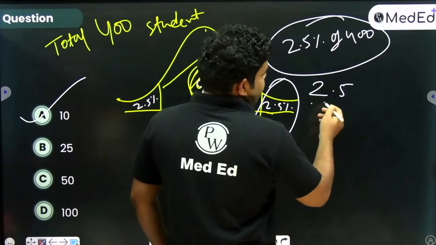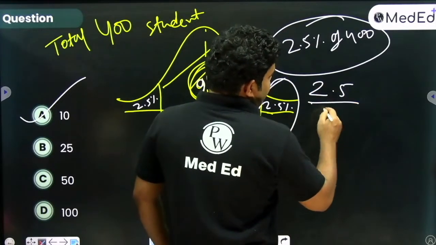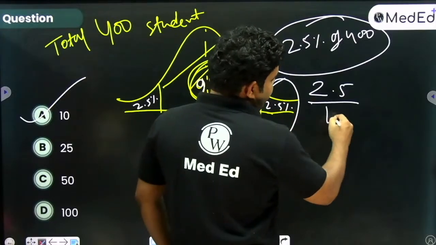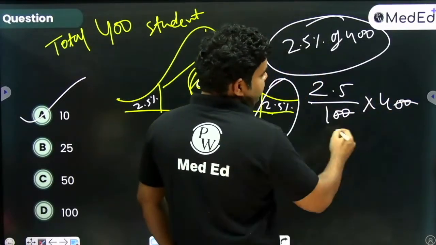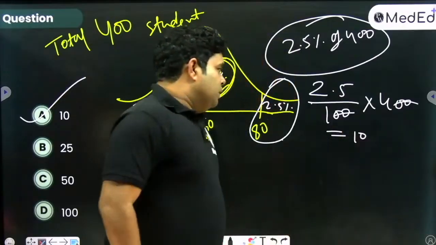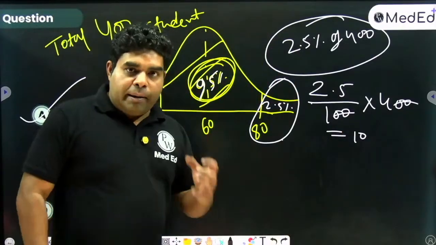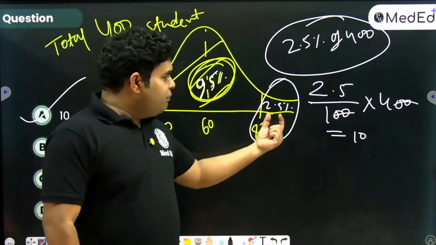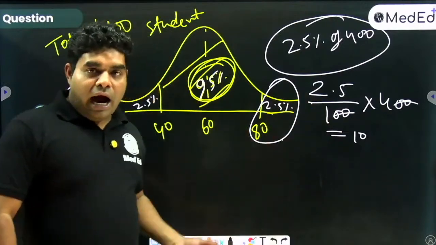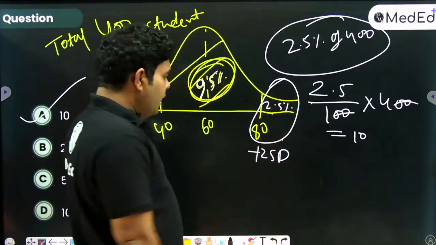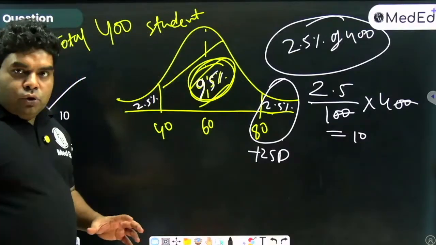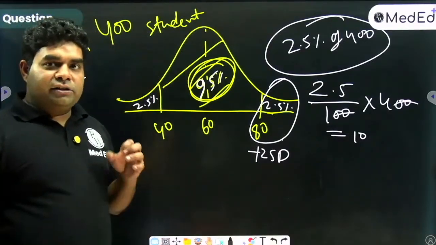2.5% means 2.5 by 100 into 400. The 0s will cancel out. 2.5 into 4 will come to 10. So do remember this thing, that only 2.5% are outside it, outside plus 2 standard deviation. Okay. So sometimes they trick you with this question.